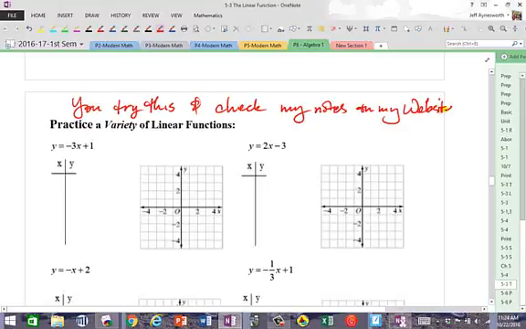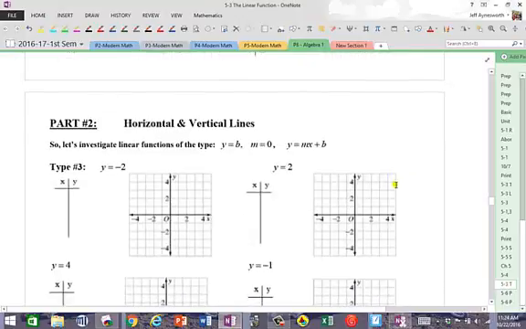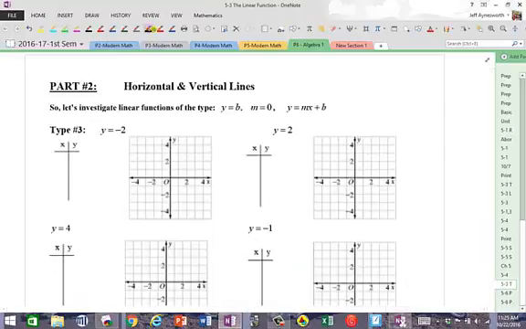What I do want to get into is horizontal and vertical lines. And this is actually fairly simple. I'm going to take a look at both types, horizontal and vertical, and just show you how to graph these things. Fairly straightforward.